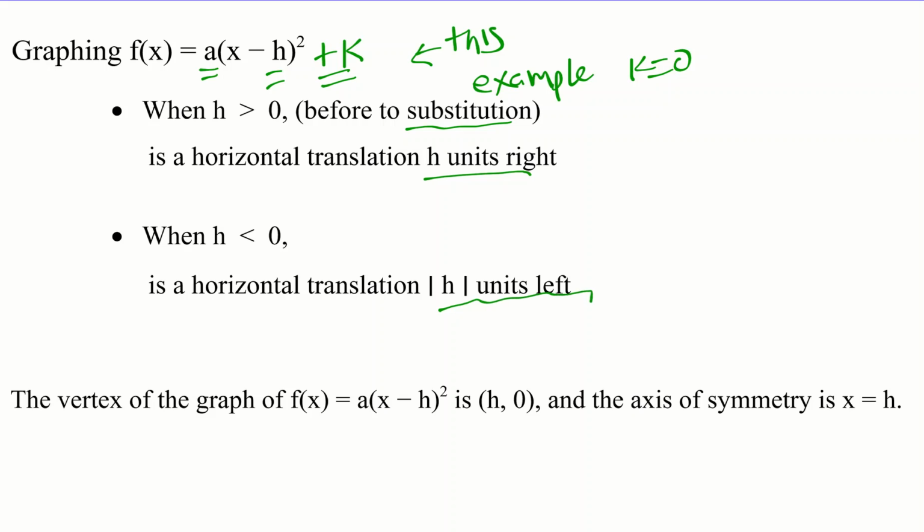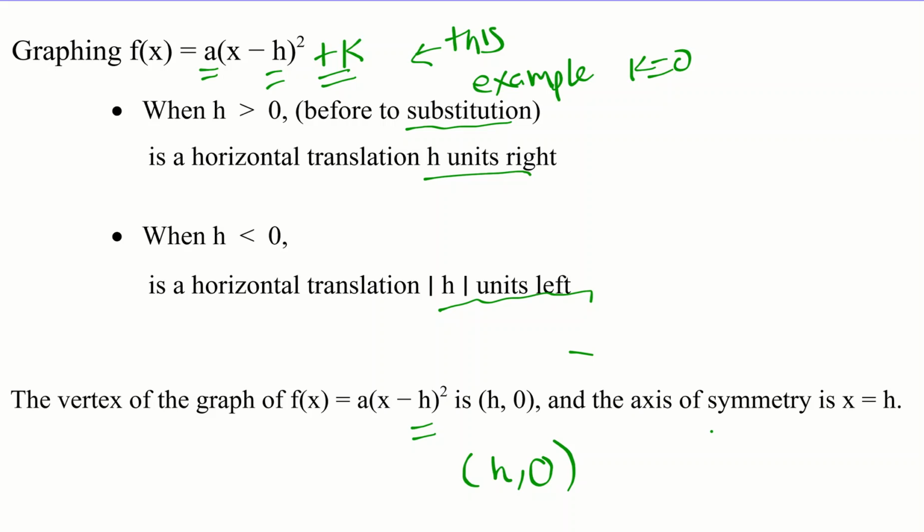Something new for us down here that we might have touched on very briefly is that if you're trying to find the vertex of a function, all you do is take that h there and say, well, that's the x coordinate of the vertex. And since k is 0 in this case, we say the vertex is at h comma 0.